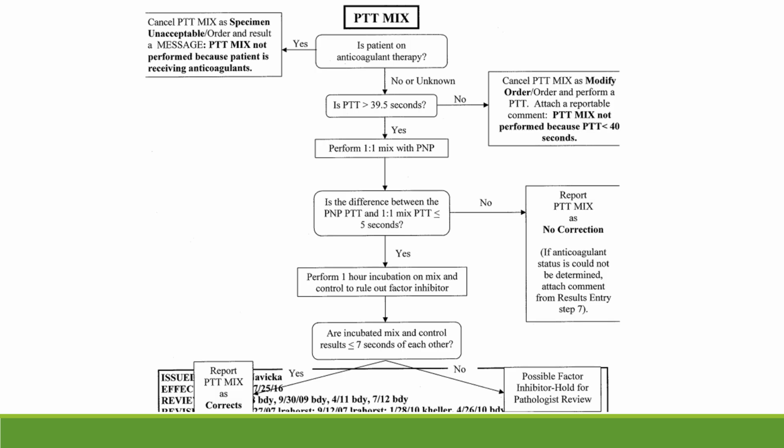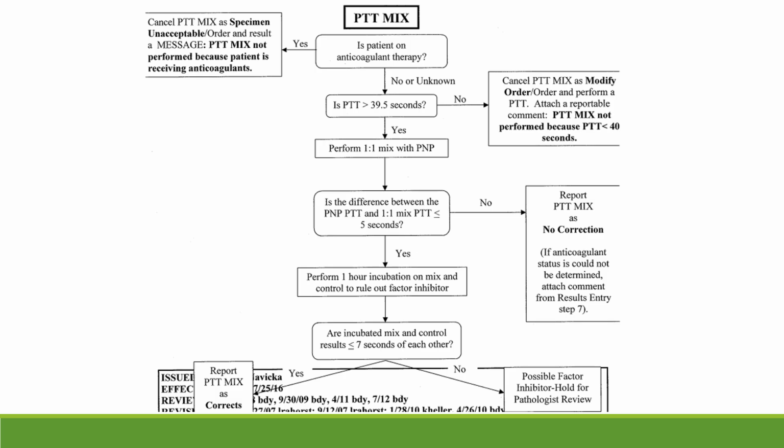If the patient is on anticoagulant therapy, we will cancel this as unacceptable, and then we will just put a comment in that we can't do it and that really the patient needs to hold the anticoagulants before the mixing study is performed. But sometimes we don't know if the patient's on anticoagulant therapy or not. So the next question we're going to ask ourselves is, is the PTT on the original patient sample greater than 39.5 seconds? If it is not, then we're going to cancel that PTT mixing study and we will just report out the PTT result of 39.5 or less, and then we will make a comment that the PTT mixing study was not performed because it wasn't indicated, simply because that PTT was less than 40 seconds.